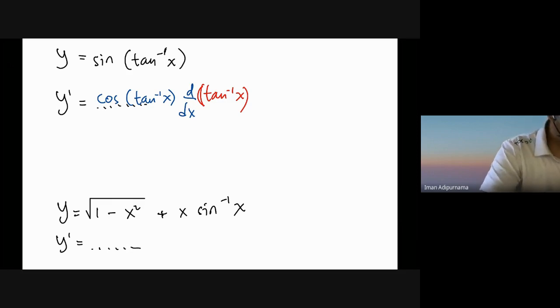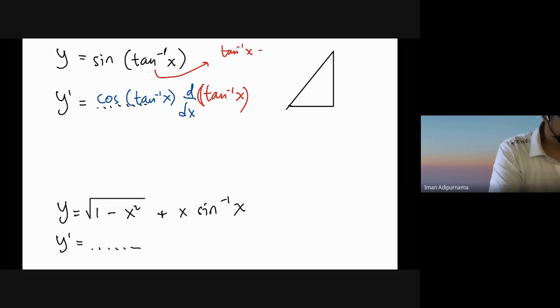Okay, as I mentioned, if you want to confirm, it's best to use the triangle. For example, let this tangent inverse of x become an angle theta. So tangent theta will be x, right? So we'll have a theta here, x will be here, this is 1, and the other part here will be the square root of x squared plus 1. That is tangent theta, but the tangent inverse is theta.